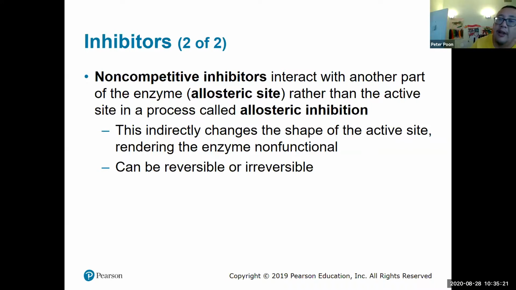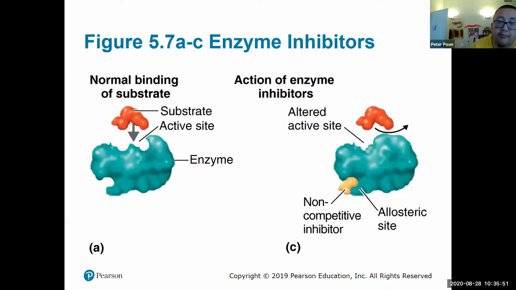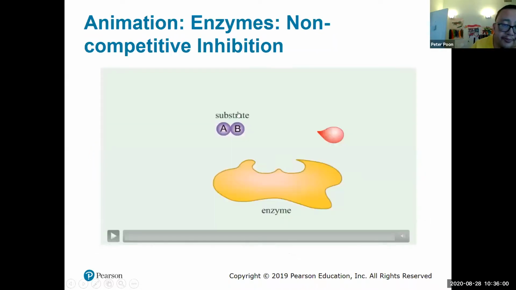Non-competitive inhibitors attach to a second site called an allosteric site, and that process is called allosteric inhibition. By attaching to that second site, I change the active site so the substrate can no longer bind. By doing that, it doesn't matter how much substrate or how little substrate I have, it just won't work. Adding more substrate won't fix the problem. So here is the non-competitive inhibitor site. It is not the active site.